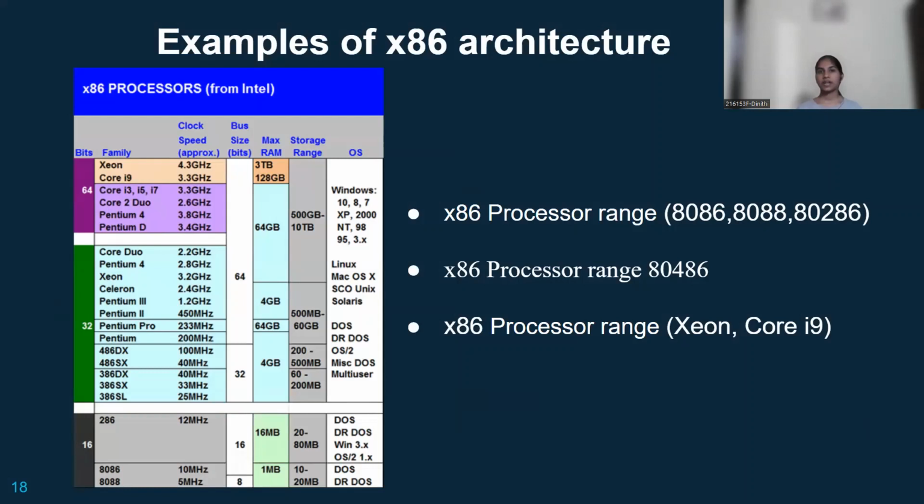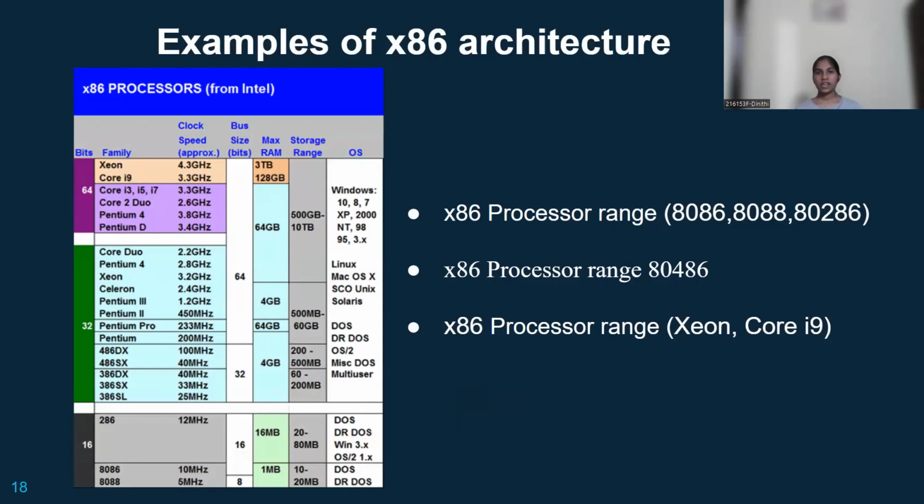This picture shows us the examples of x86 architecture. When we are talking about the x86 processor range, 8086, 8088, 8286, x86 was the starting family of 8086 and 8088 microprocessors. This started with 16-bit and later improved up to a 32-bit instruction set with 8-bit bus size. Maximum RAM is 1 MB with 10 to 20 MB storage space. The capable operating systems are DOS and DR-DOS.